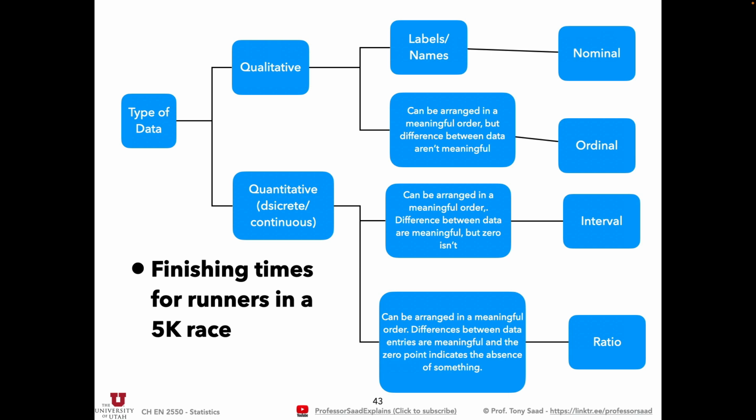Okay, can be arranged in meaningful order, but 0 doesn't matter here. Here 0 matters, so yes, 0 matters here. If you finish in 0 time, then you're faster than Usain Bolt, the fastest person on earth, right? So 0 does truly exist. A true 0 does exist for a finishing time, right? So we are here, and therefore this data is a ratio type of data, okay?